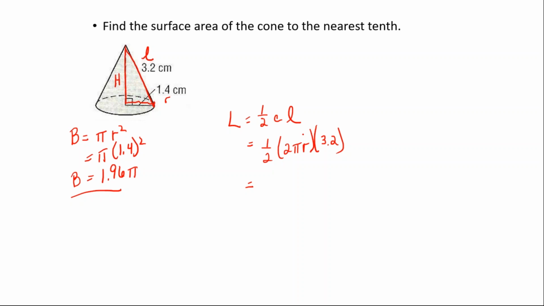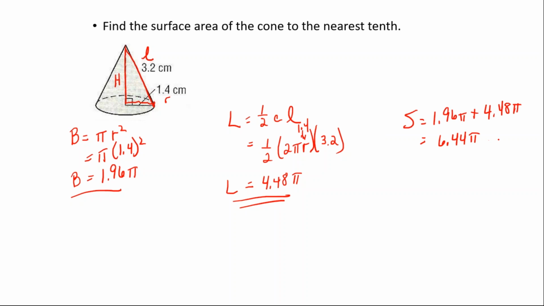And r is 1.4. So that is 4.48 pi. Surface area, add those. 1.96. Remember I said if I got pi, do pi the last thing. Gives me that. Now use the calculator to figure out that that is approximately 20.2.